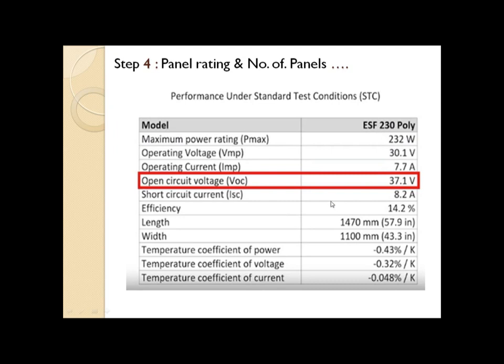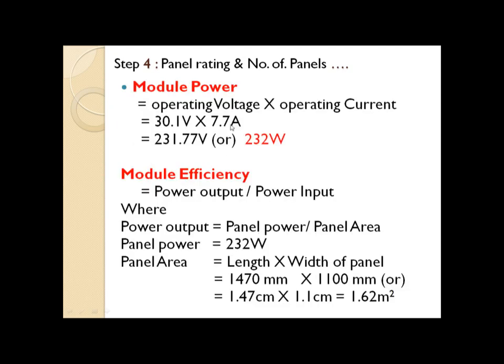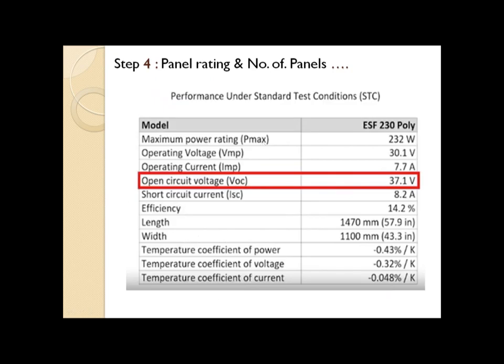We can calculate the output in two different ways. The first one is to multiply the operating voltage by the operating current, that is 30.1 times 7.7, and you get 232 watt of output. The other way is to calculate through the efficiency matching, and then you can calculate the output power.